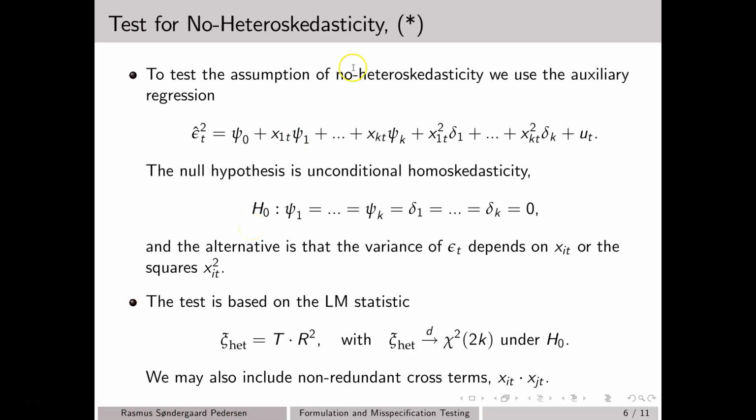Based on this auxiliary regression, we can compute the R squared, and we have the number of observations, so we have this Lagrange multiplier statistic T times R squared, and this will be asymptotically chi-squared distributed with 2 times k degrees of freedom under the null hypothesis. Here k is the number of regressor variables from the original linear regression model. One can also extend this test to allow for cross terms in the auxiliary regression.